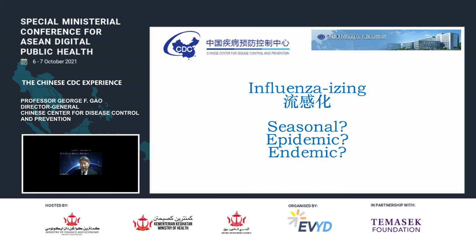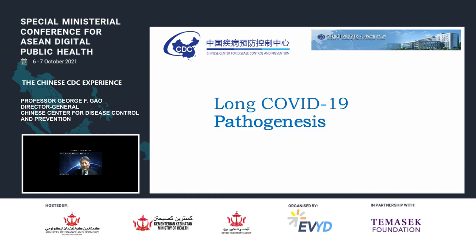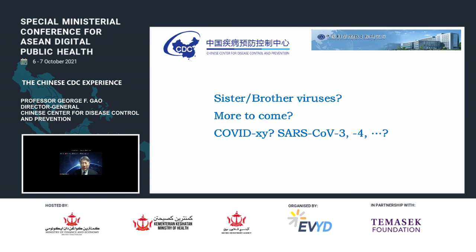So we will have the virus as either epidemic in some regions or endemic in some special regions, or it will be seasonal, like seasonal flu. That could be a serious problem. Of course, for COVID-19, we still have so many scientific questions to be answered, such as pathogenesis. This is why we are discussing long COVID. For long COVID, we really need to invest in basic scientific research.